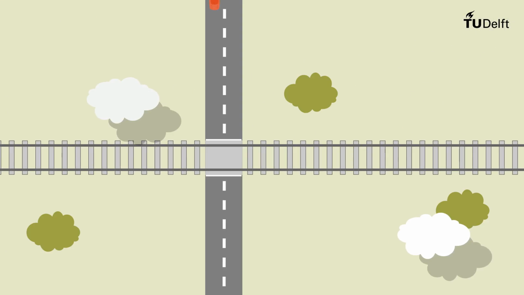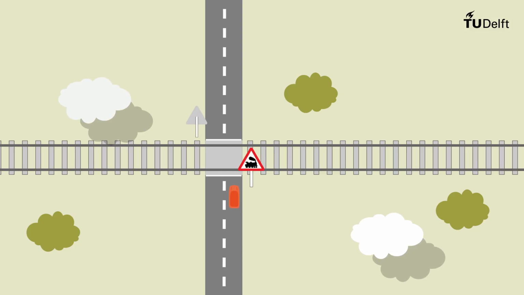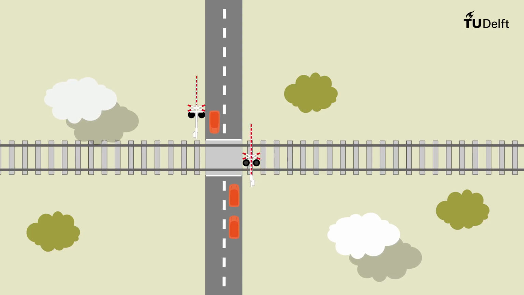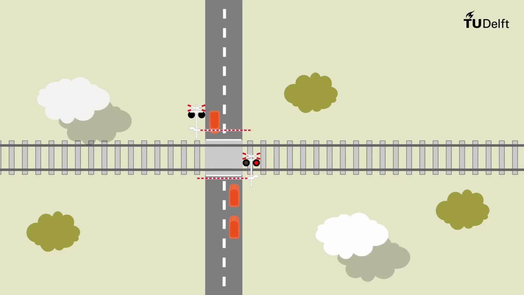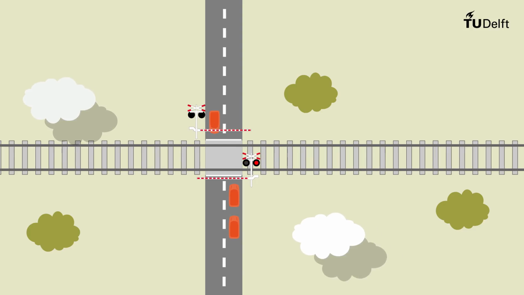Level crossings are intersections where a railway line crosses a road or path at the same level. In order to provide passive protection, various types of warning signs can be placed in front of the crossing. The use of automatic warning devices, such as flashing lights, warning tones, and boom gates, are called active protection.